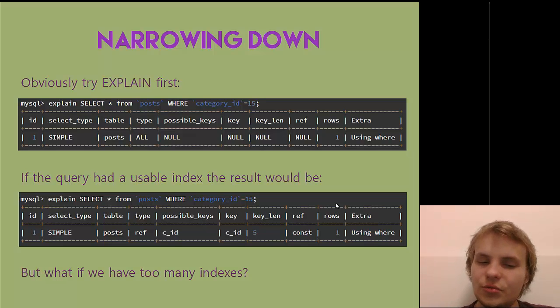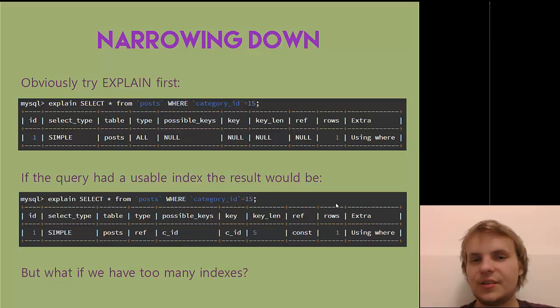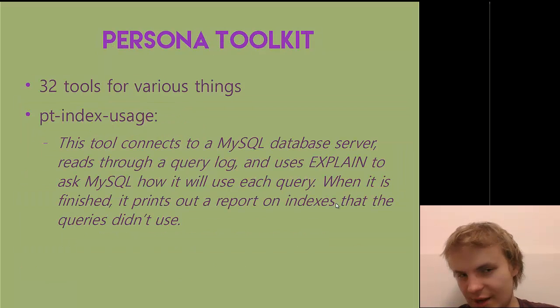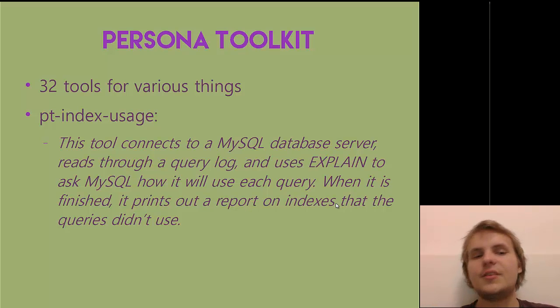So what do you do if we have too many indexes? How will we find the ones that we can safely delete? This is actually much harder than finding the ones to add. But thankfully, there is the Percona Toolkit for MySQL, which is a set of 32 tools for various things. One of those is pt-index-usage, which connects to your MySQL server, reads through a query log and uses explain to ask MySQL about each query, and then when finished, it prints out the report on the indexes that the queries didn't use.